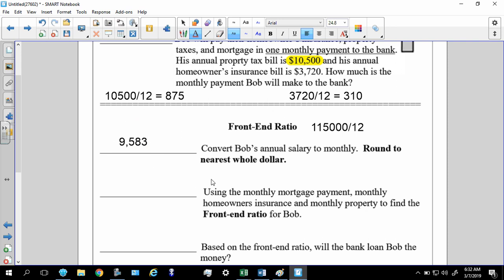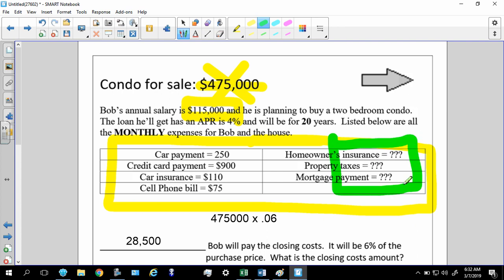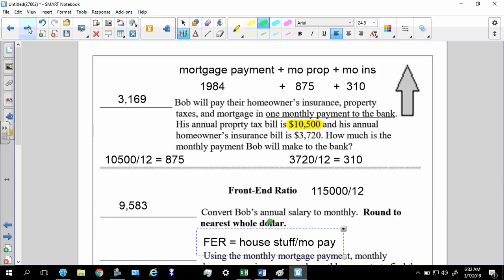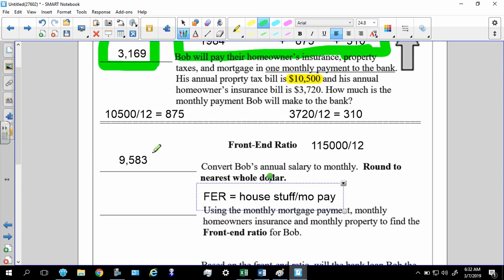Now the front end ratio, the FER, is going to be the housing, basically the house stuff divided by his monthly pay. Now, this is where things get a little tricky. All the house stuff is right here. Notice they're all question marks because you actually had to find all this information. So all the house stuff is right here, which basically is the answer. Make sure you make that connection.